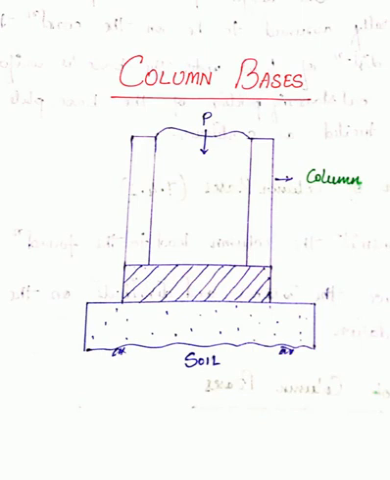There are different functions of the base plate: to transmit the column load to the foundation, to reduce the stresses and distribute on the foundation. Then we have different types of column bases: the slab base, the gusseted base, the pocket base.